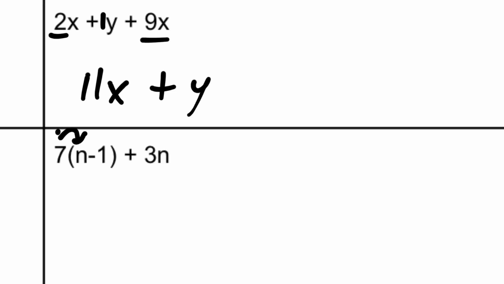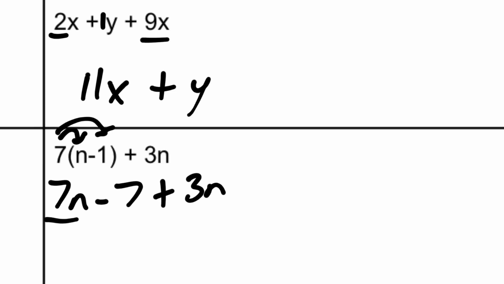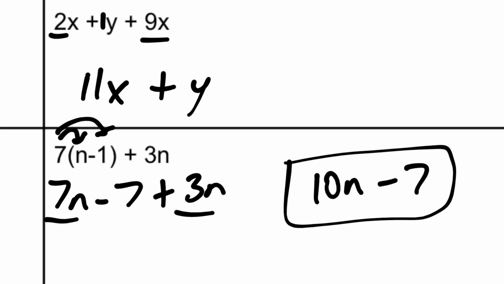Sometimes we have to distribute first. Here we have 7n minus 7 plus 3n. The n terms can be combined, and this gives us 10n minus 7. You only add the number in front of the letter.